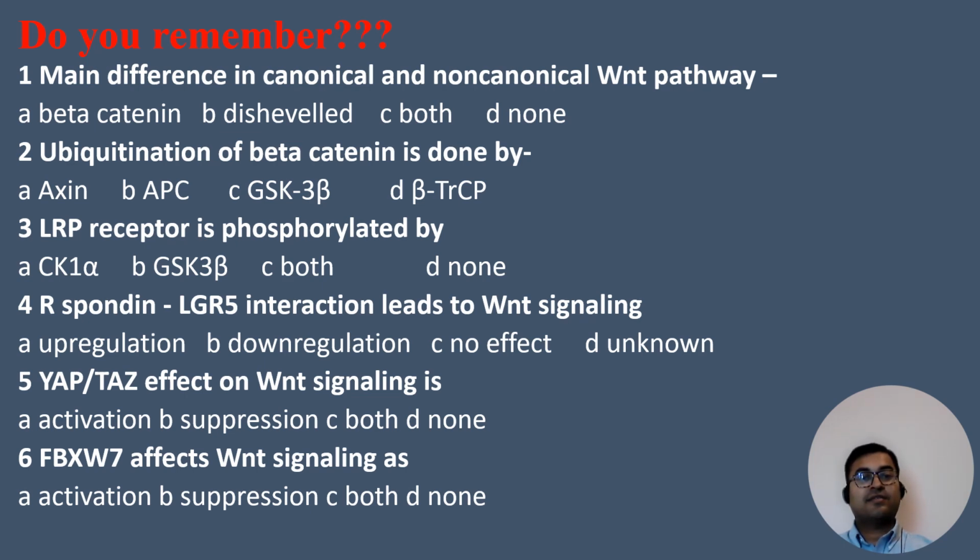Third question is, LRP receptor is phosphorylated by. Fourth question is R-spondin LGR5 interaction leads to Wnt signaling. Fifth question is YAP/TAZ effect on Wnt signaling is. FBXW7 affects Wnt signaling as.